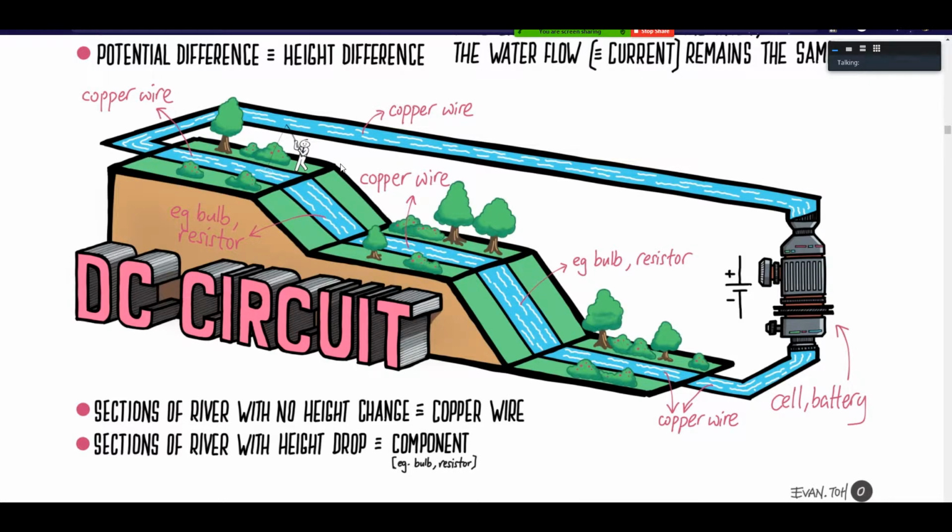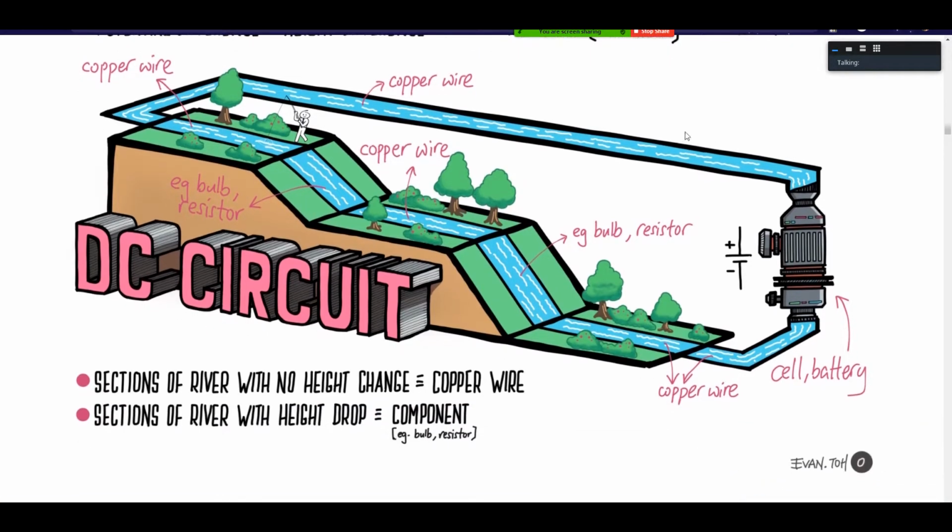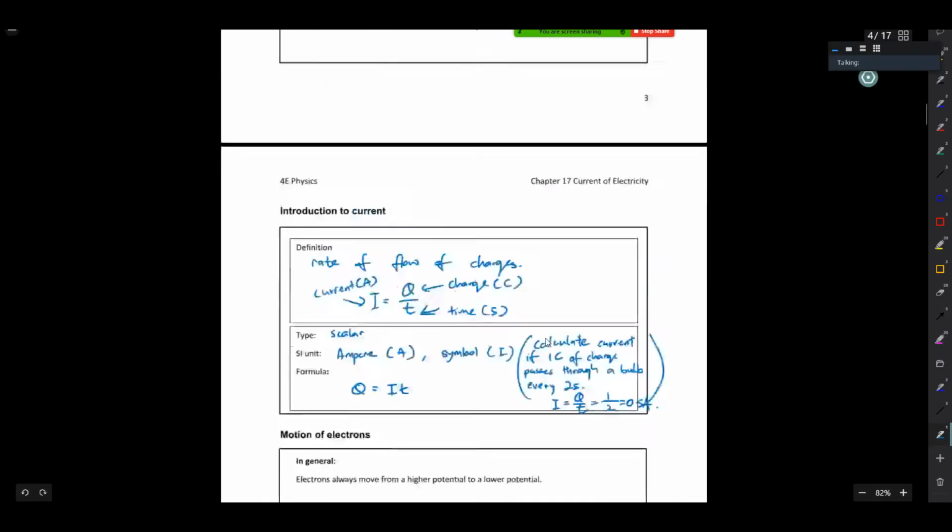We'll call this our starting point. You'll realize that at this point the potential difference is the highest. Because it's the highest, we say that GP is the maximum here. Whereas at the bottom part the GP is the lowest. Sorry, my mistake. The current should flow the same because we assume that the water flow rate is the same. So let me just illustrate this over here.